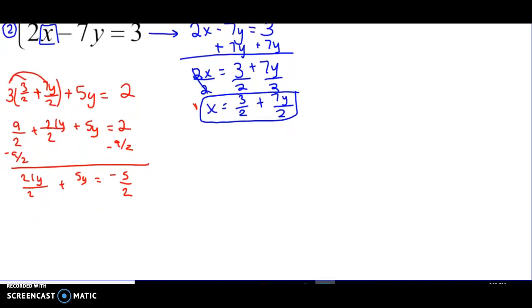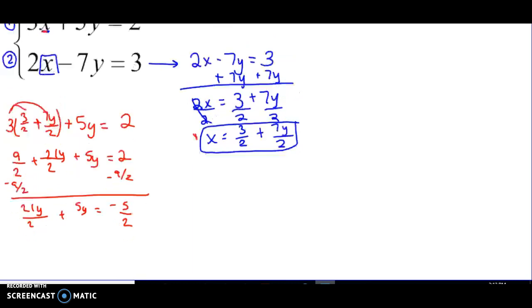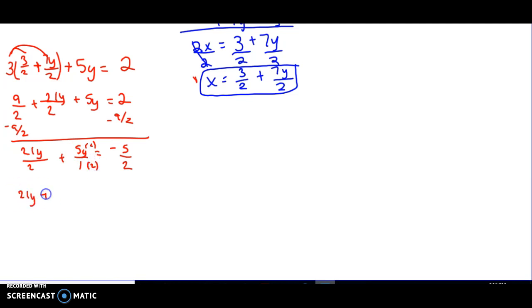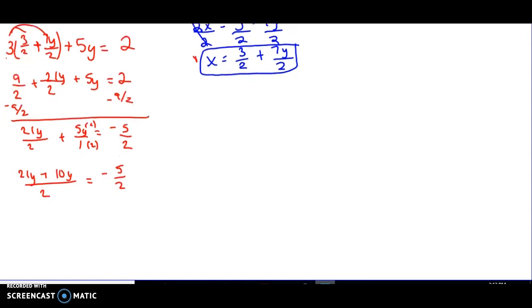So we want to solve for y in this case. By solving for y, we can go ahead and combine these. If we put this over 1, multiply this by 2, and 2 top and bottom, so we have common denominators, we'll have 21y plus 10y over 2 equals negative 5 over 2.